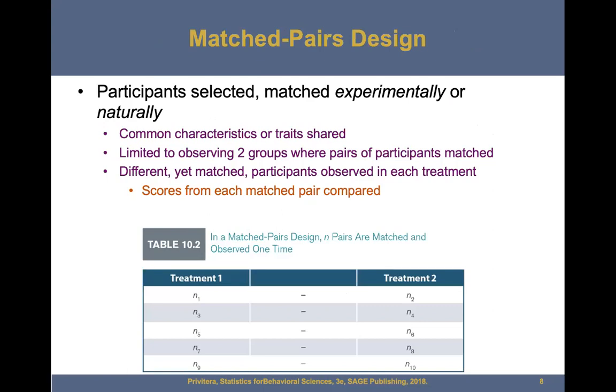So matched pairs design, participants are selected, matched experimentally or naturally. Again, common characteristics or traits are shared. Limited to observing 2 groups where the pairs of participants are matched, different yet matched. Participants are observed in each treatment, and scores from each pair are compared. So we see what happens in the pairs where they're observed one time.